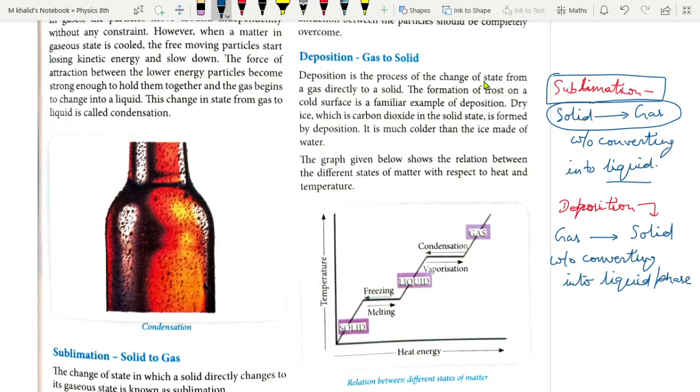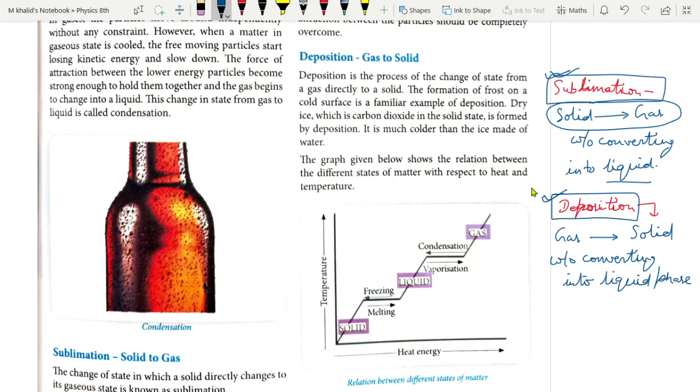So in sublimation and deposition, the liquid phase is excluded and matter converts directly from solid to gas or gas to solid. If it happens directly from gas to solid, we say deposition is happening. And if a solid directly converts into gas, we say it is a sublimation process. Let us see some examples.